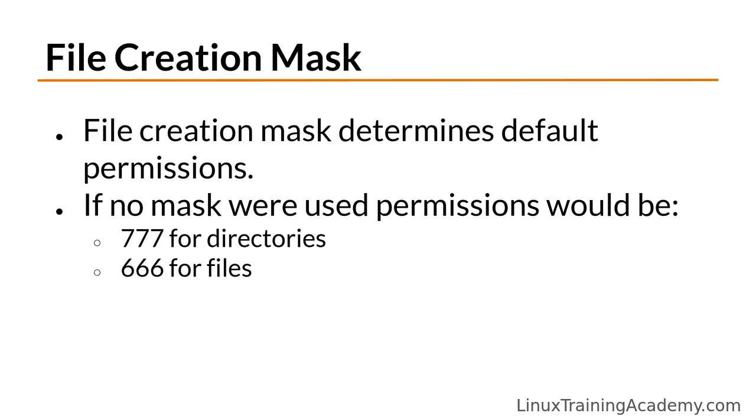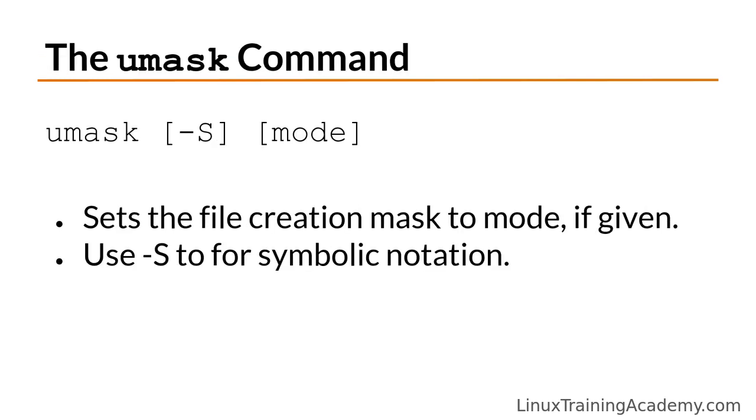The file creation mask is what determines the permissions a file will receive when it's created. If no mask were used, then the default permissions would be 777 for directories and 666 for files. The file creation mask is typically set by system administrators to some sane default. However, it can be overridden on a per user basis by using the umask command. The umask command sets the file creation mask to the mode that you pass to it. If you use -S, that means umask will display and accept symbolic notation.